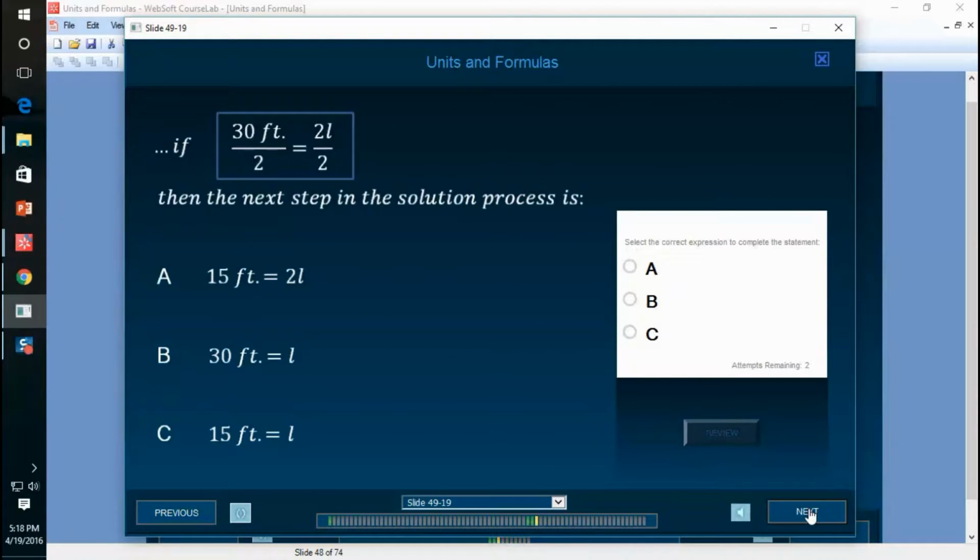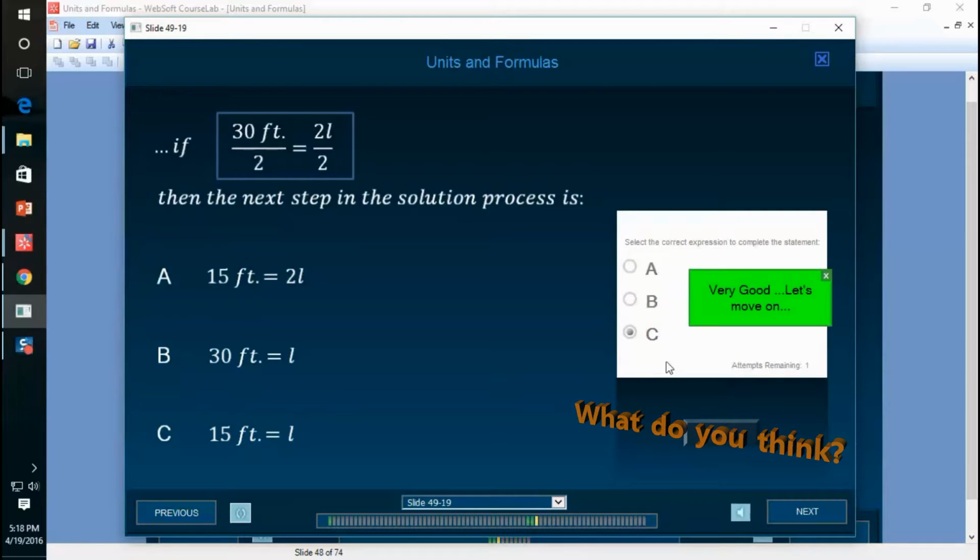If 30 feet over 2 equals 2L over 2, then the next step in the solution process is which of the following? Very nice. 15 feet equals L.